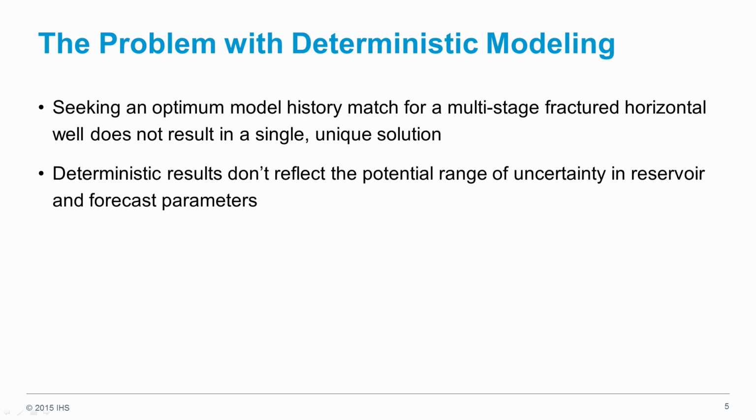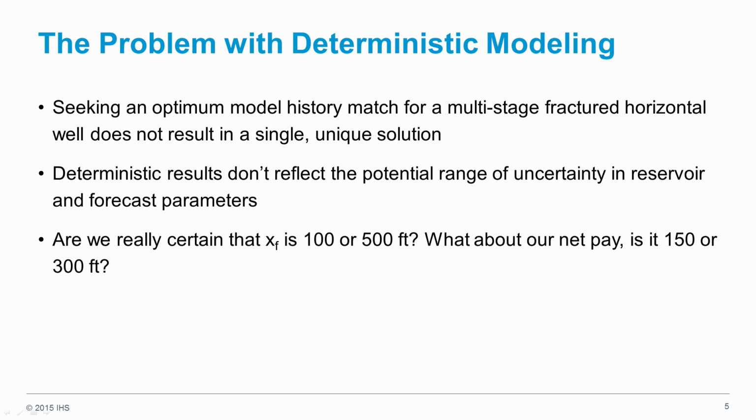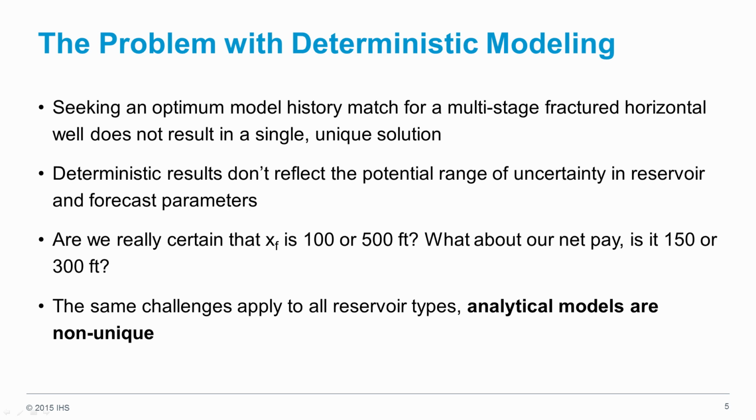Therefore, deterministic results don't reflect the potential range of uncertainty in our reservoir and forecast parameters. Are we really sure that XF is 100 feet or 500 feet? Or could it be anywhere in between, or even smaller or larger? What about net pay? Is it 150 feet, 300 feet? Maybe it's 227 feet. These same challenges apply to all reservoir types. All analytical models are non-unique.